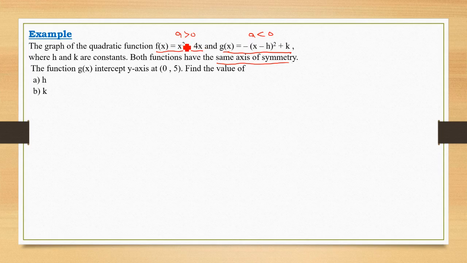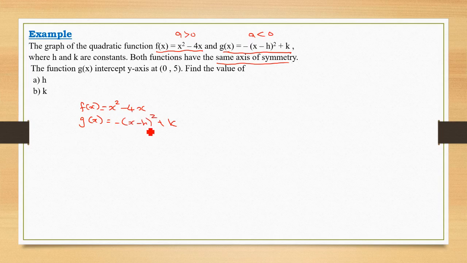But how to solve for the axis of symmetry here? One way that was taught in school is using completing the square. But I'm going to show you another method, the second method. Let me write the equation. f(x) equals x squared minus 4x. And g(x), let me just write it out, negative (x minus h) squared plus k. Now, since we want to find h, we need to use the first function f(x) to find what h is, and then later we solve for k.